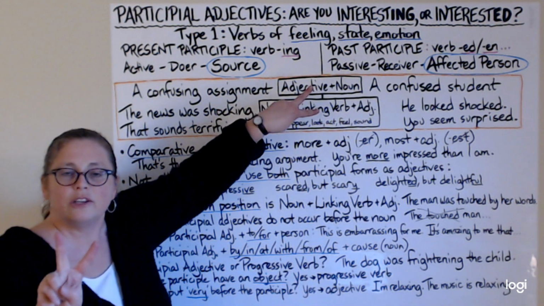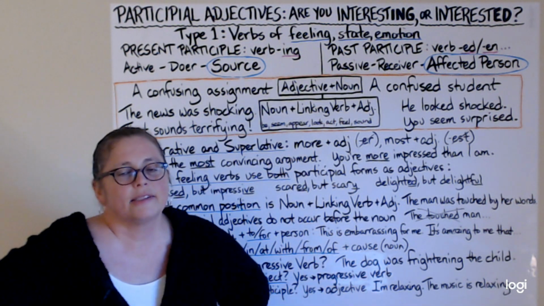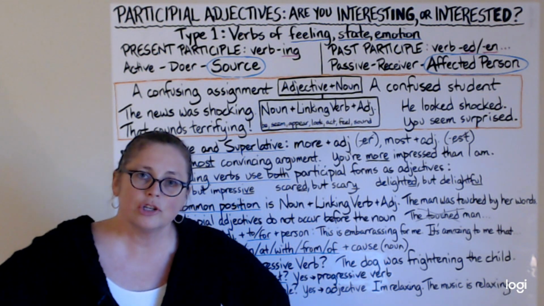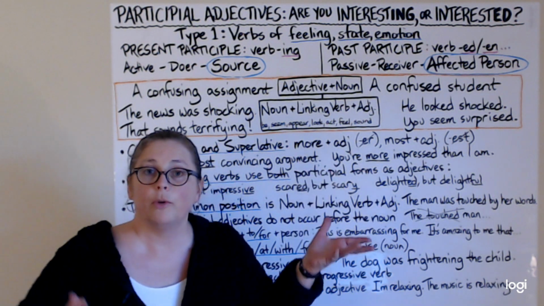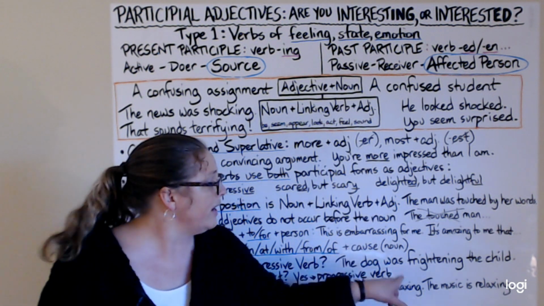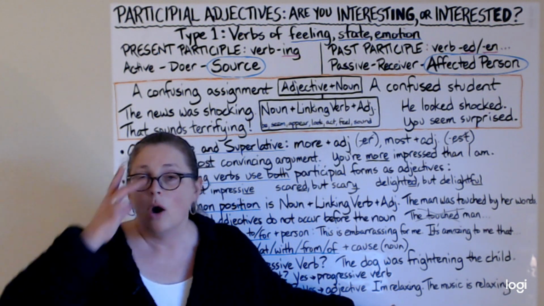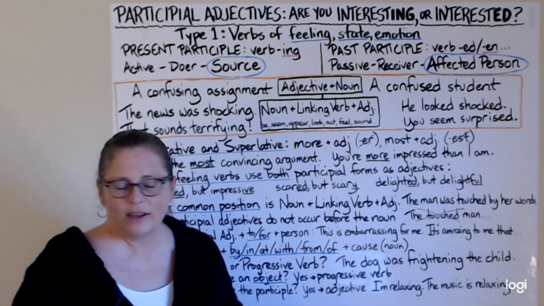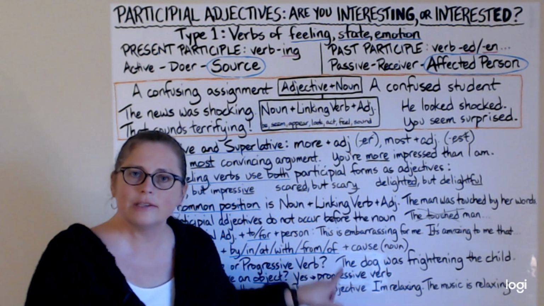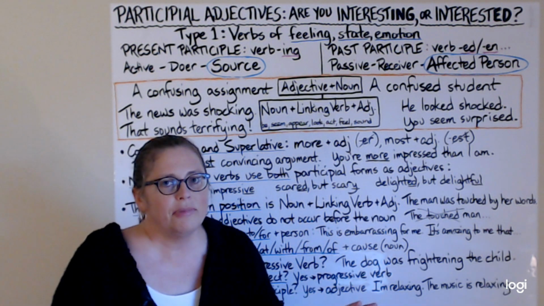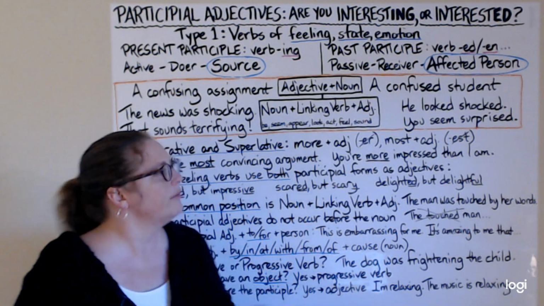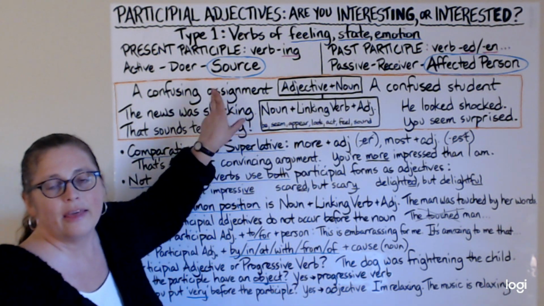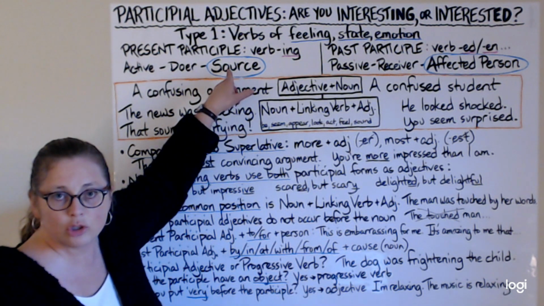There are basically two positions that you will find adjectives in English. You have adjectives that come before nouns, right? The white board. Or you have the noun plus a linking verb plus an adjective. The board is white. Same thing for participial adjectives. We can use it before the noun, a confusing assignment. The assignment is the source.